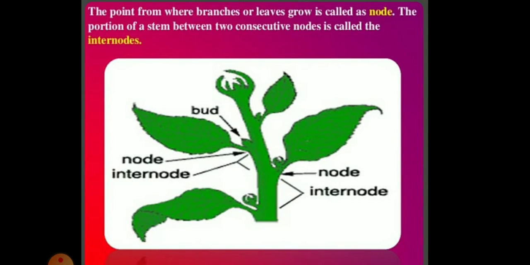Children, you can see in the picture the nodes and internodes that are present in the stem. The point where the branches or the leaves grow is called the node, and the portion of the stem between two consecutive nodes is called the internode.